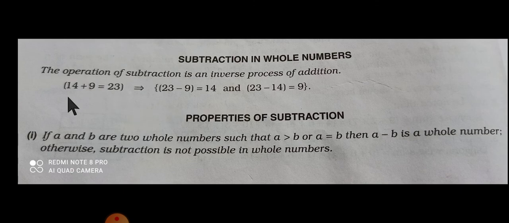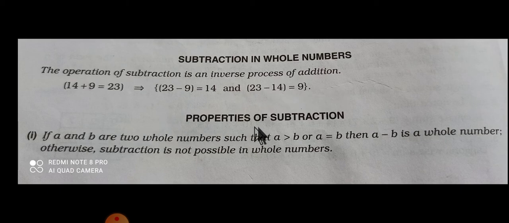So you can see, if you have any two whole numbers and you add them, you get their sum. When you subtract one number from the sum, you get the other one. Otherwise, when you subtract the second number from the sum, you get the first number. So from this example you can understand that subtraction is the inverse process of addition.